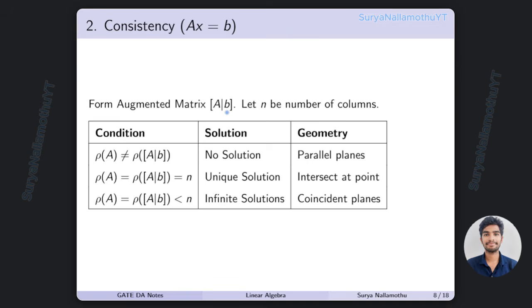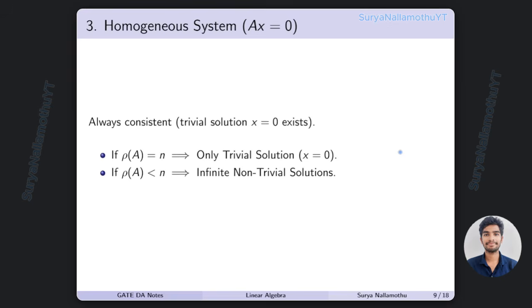For the augmented matrix, here are the relations. For no solution, rank of A is not equal to rank of A|B. For a unique solution, rank of A is equal to rank of A|B is equal to n. For infinite solutions, rank of A is equal to rank of A|B less than n. It means coincident planes are there. In the no-solution case, it is parallel planes.